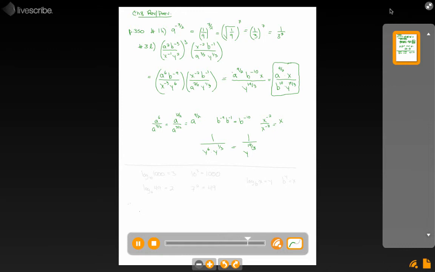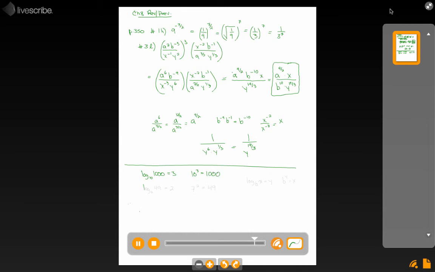Now the next little piece of this gets into log rules, and before we even start talking about log rules, we need to remember what a log is. It's really just an inverted way of writing an exponent. So if I have log base 10 of 1,000, the answer is 3. The reason why the answer is 3 is because 10 to the 3 equals 1,000.